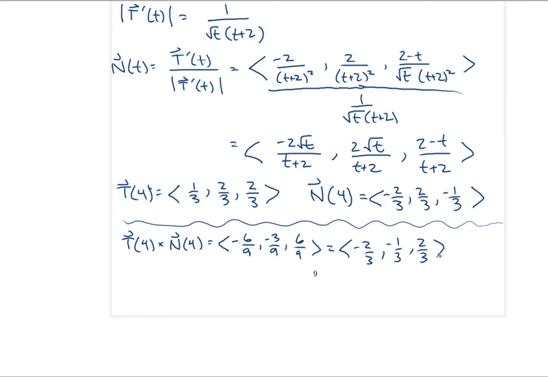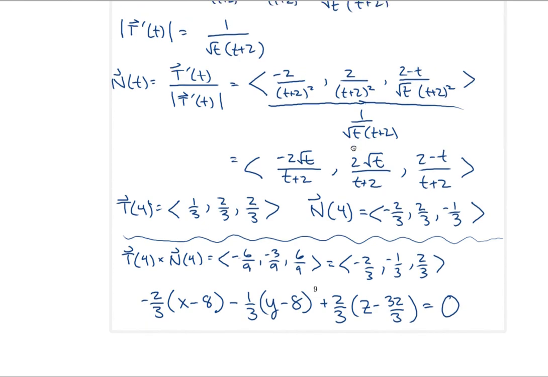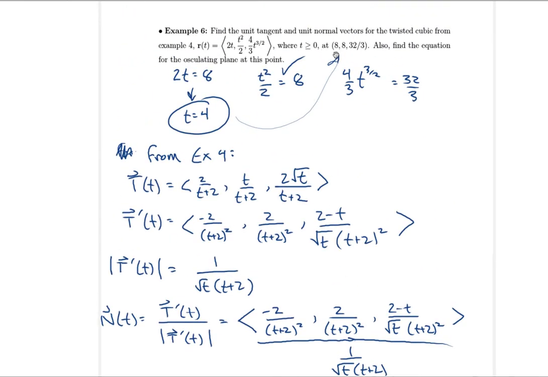All right. So this works as our normal vector, and so we know that in order to come up with the equation of the plane, we can just take these times x minus the x value we're at, that times y minus the y value we're at, and then 2/3 times z minus the z value we're at. And that is going to give me the osculating plane for this curve at this point.